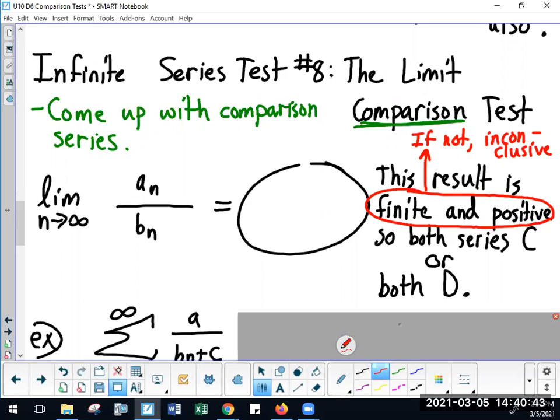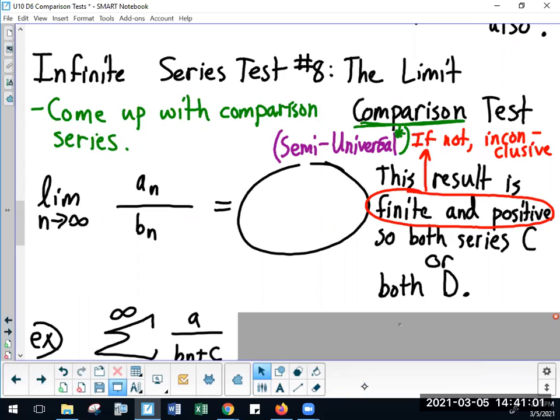So this is why it's not universal here. I mean, we can use this whenever we want on any series we want, but we have those limitations. We have the limitation of being comparable, and we have the additional limitation of being inconclusive.